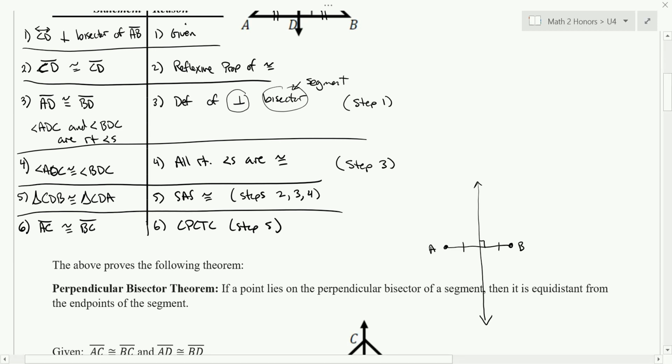So if a point lies on the perpendicular bisector, the perpendicular bisector is our line. Pick a point anywhere on that line. Put it here, it doesn't matter, I'll call it point C. Then that point is equidistant. What does equidistant mean? Same distance from the endpoints of the segment. So the endpoints would be like point A and point B. So the distance from C to A has got to be the same as the distance from C to B. And that's what we proved up here.